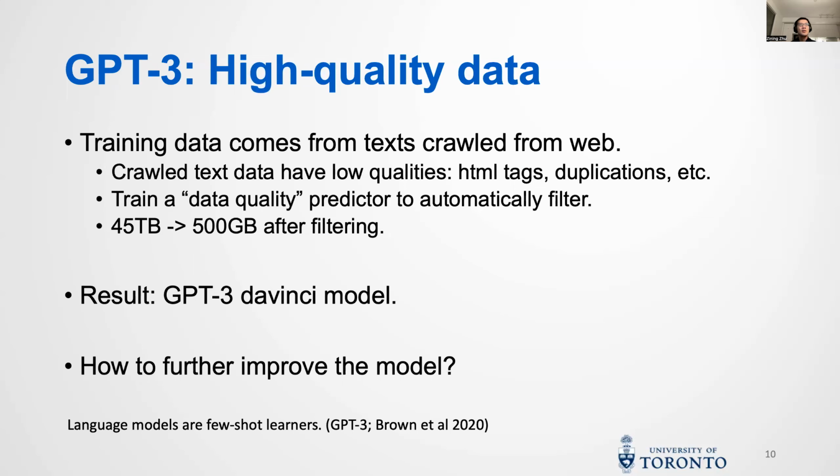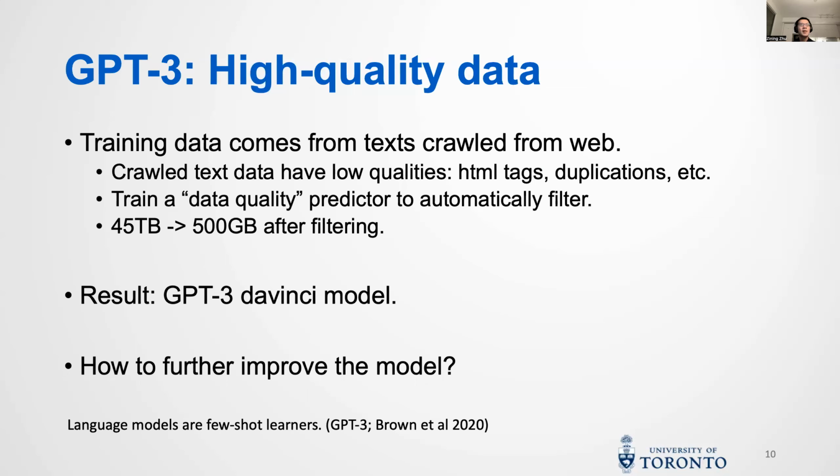The website data have very low quality. They are filled with HTML tags. There are a lot of duplicated websites, and there are a lot of colloquial languages. So after removing the HTML tags and removing the duplications, they train a data quality predictor to automatically filter the text. They discarded most of the text.